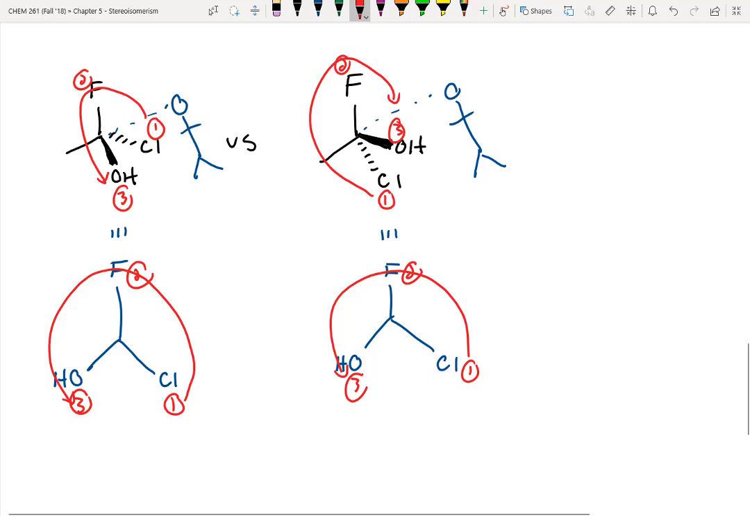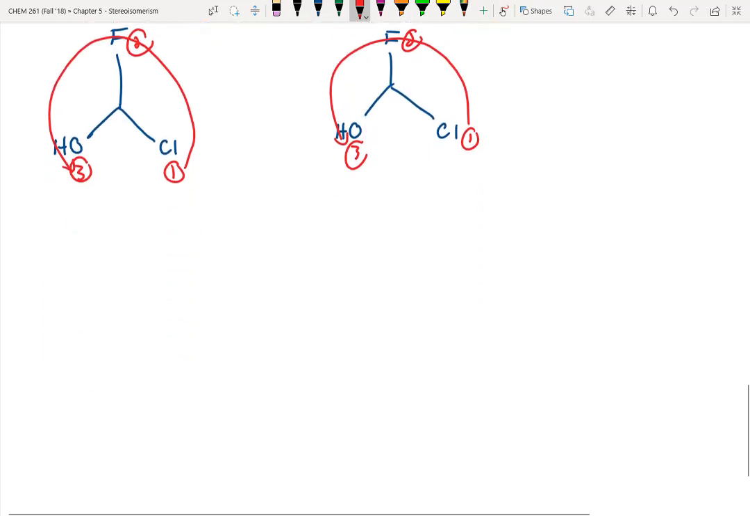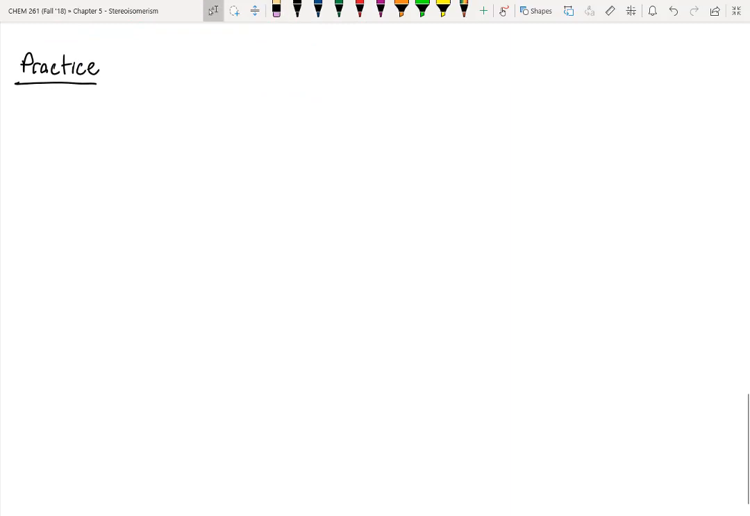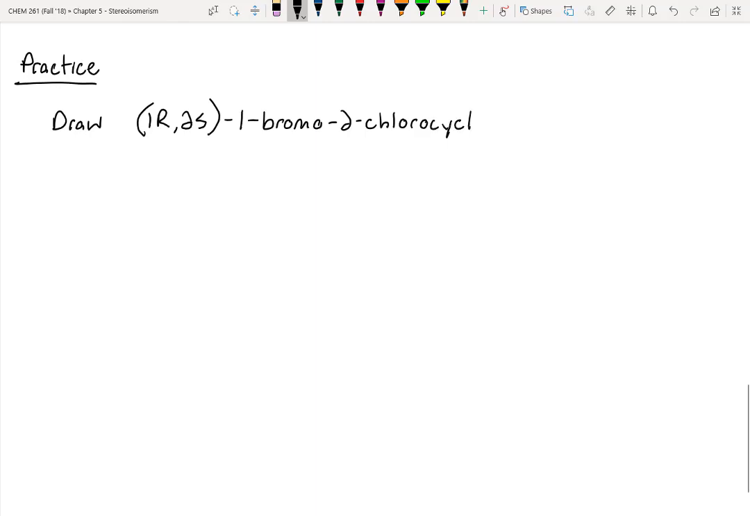All right, so now what we're gonna do is something a little bit different. Instead, I'm gonna give you the name of a molecule and I want you to draw it with the correct configuration. All right, so for this practice one, draw 1R, that means carbon 1 is an R, 2S, carbon 2 is an S, 1-bromo-2-chlorocyclohexane.